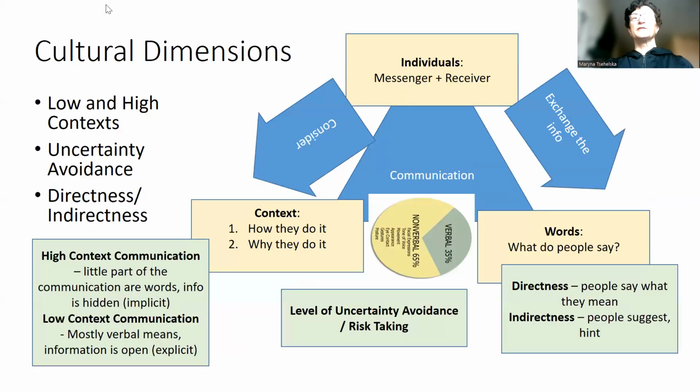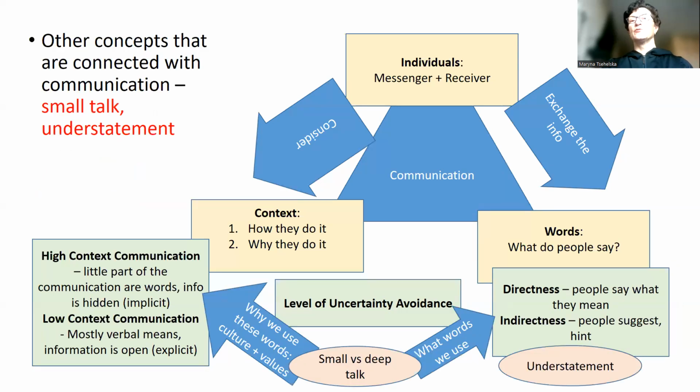So altogether, it allows us to see communication as the process where the context can be high and low, and because of this, there are different levels of uncertainty avoidance and directness and indirectness. We discussed it in our previous lecture. So here, we also can add the important aspects of communication, which are small and deep talk and understatement, as one of the features of the English language.